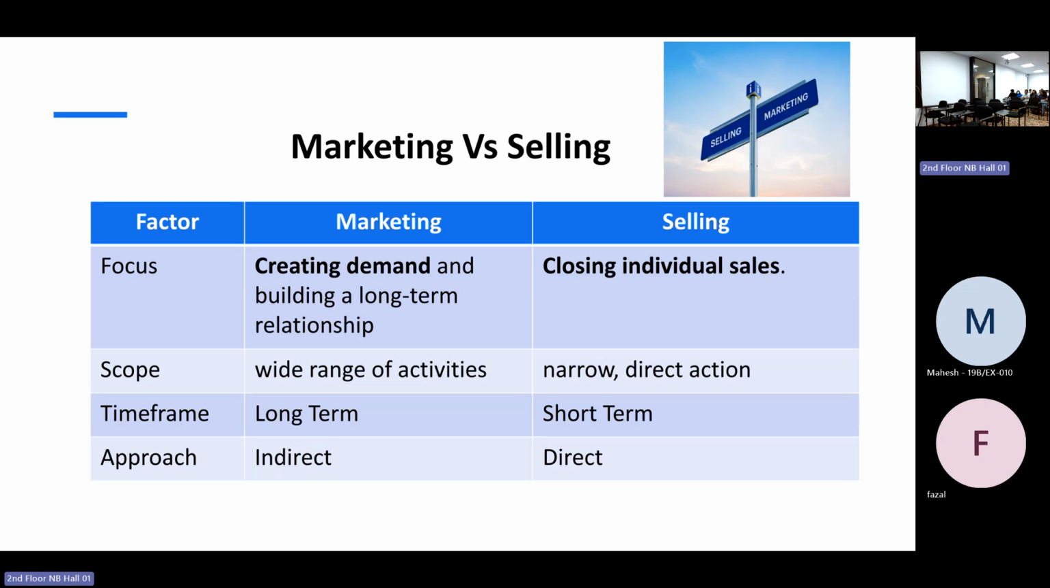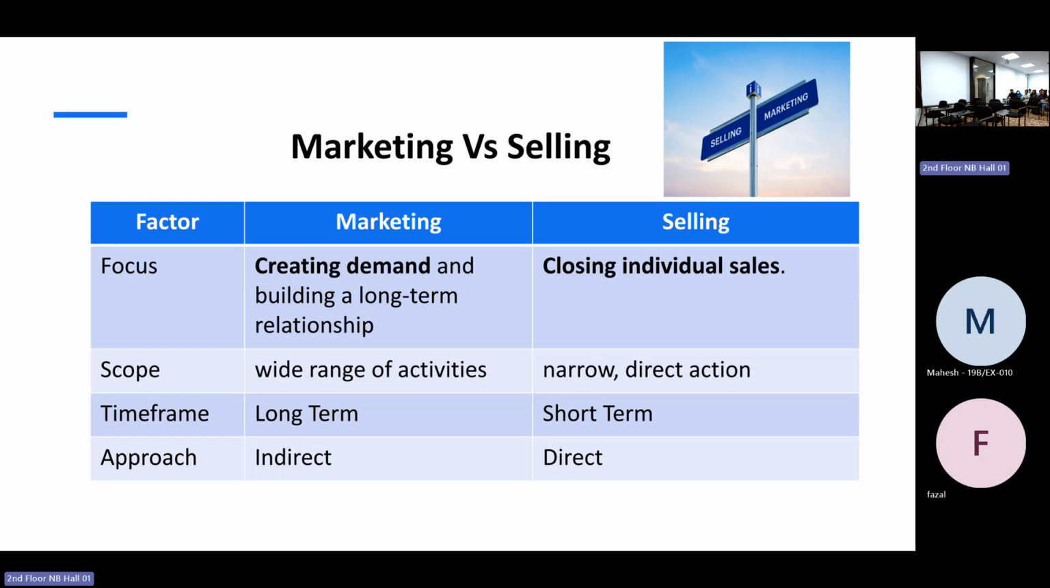Then marketing is indirect. They try to indirectly attract consumers through advertisements, promotional methods, or promotional campaigns. Selling is direct. Maybe face to face, or through telephone or message, you try to sell something to a consumer. That's what salespeople do. So those are the other differences between these two.